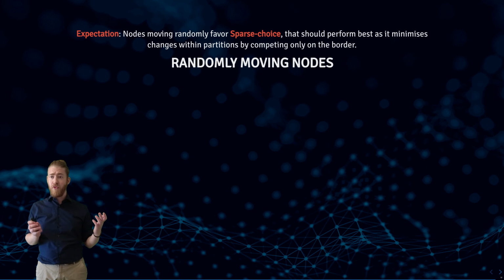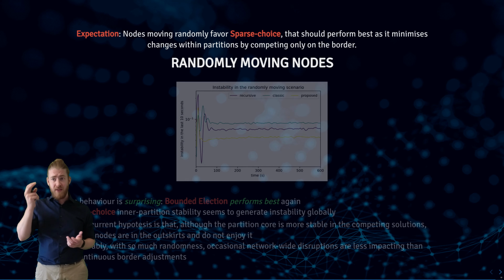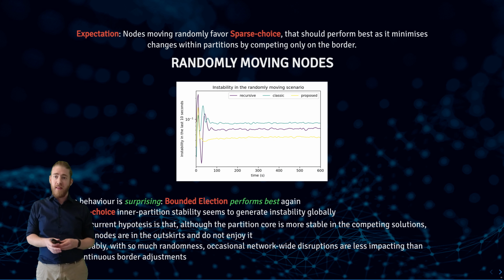With all nodes moving randomly, our expectation is that the classic sparse choice works best, as we do not enforce any meaningful priority and movements should induce disruptions pretty much continuously. We were a bit surprised when data showed that bounded election still works better, and even more surprised when the recursive version generated less instability than the classic one.